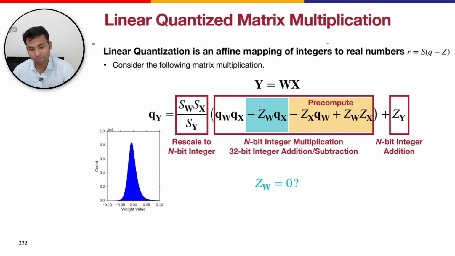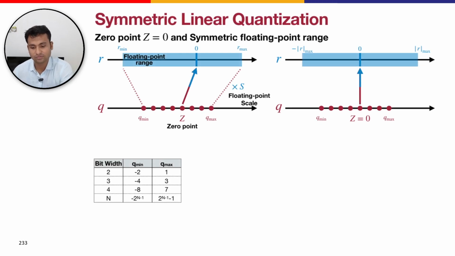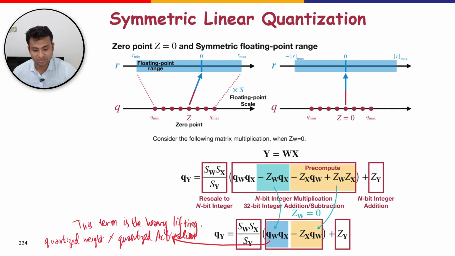But based on an efficient mapping, we can choose ZW to be 0, the zero point of weight to be 0. What it actually means is that we are choosing a symmetric linear quantization. Whenever we go for a symmetric linear quantization, our Z becomes 0. So ZW we can fix to be 0, and that is when the equation would reduce down just to this thing here, and only one heavy lifting term would be there, which is quantized weight into quantized activation. The rest everything is n-bit integer. This weight scale can be rescaled to an n-bit integer by doing the fixed point and doing the bit shifts.